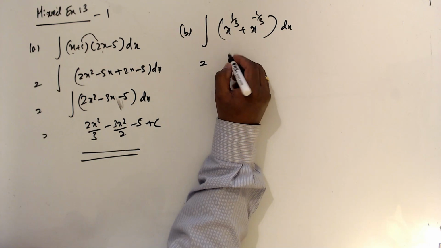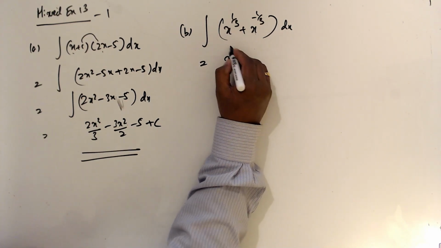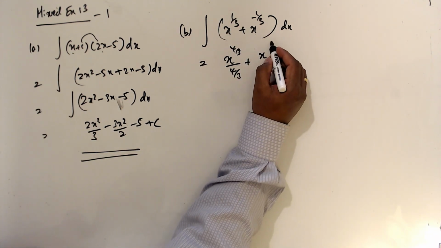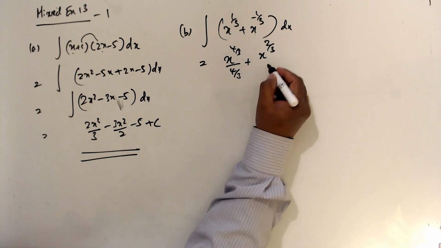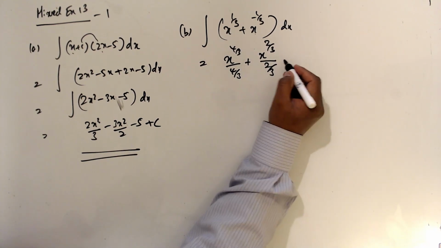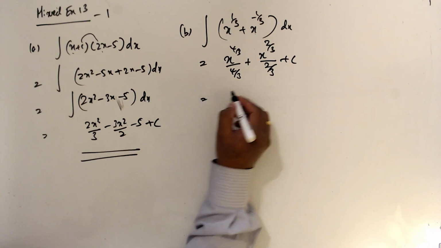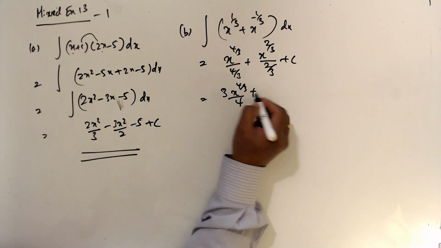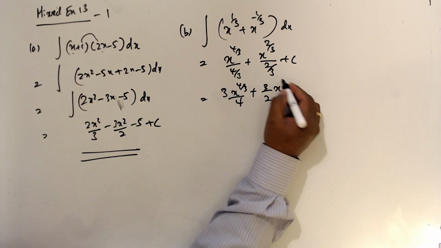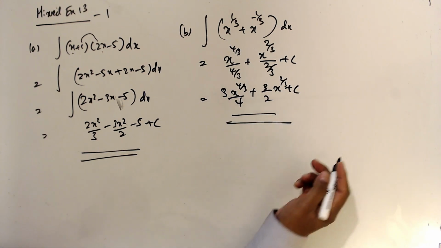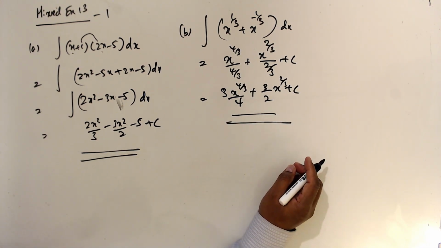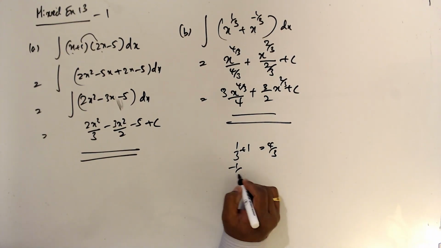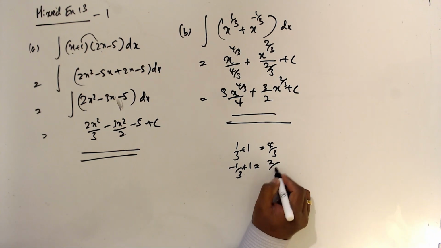This is x to the 1/3. It is going to be 4 over 3, over 4 over 3, and x minus 1/3 plus half 2 over 3 over 2 over 3 plus c. So this is 3x to the 4 over 3 over 4 plus 3 over 2 x to the 2 over 3 plus c. 1 over 3 plus 1 is 4 over 3, minus 1 over 3 plus 1 is 2 over 3.